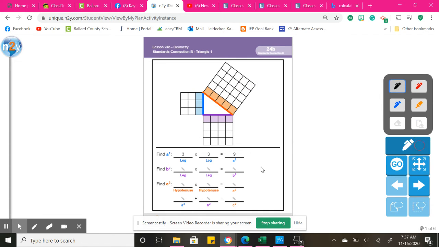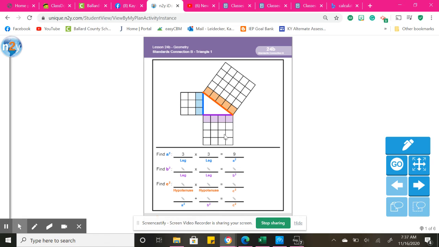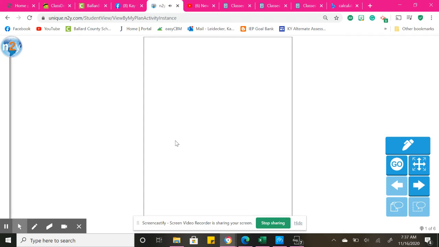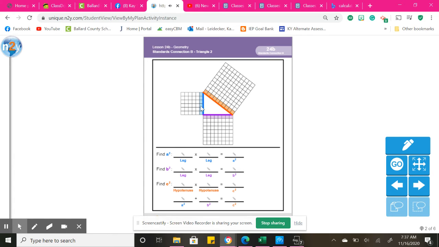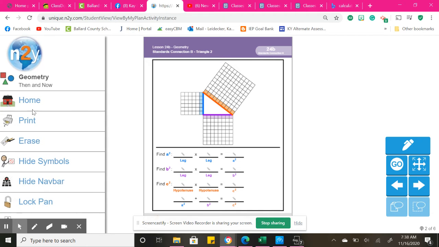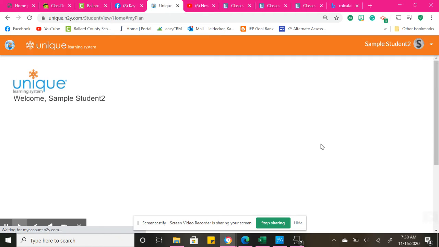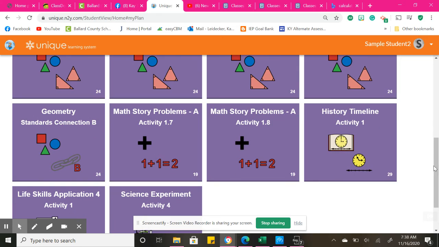So I'm putting in the different numbers here. So 3 times 3 equals 9. So this here is 9. And then you'll just complete the rest of that. Same here, you're just counting your boxes here for the legs and the hypotenuse. And then this is adding to 100, these two boxes, adding to 100 vertically and horizontally.